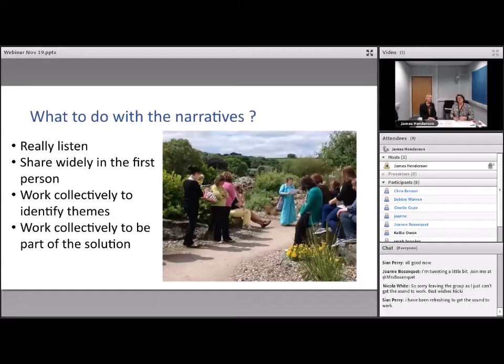So once you've shared those widely in the first person, really think about working collectively to identify themes. It's very easy, if we think from an approved status, that one person gathers all the data and one person gathers all the themes, but each of us will hear different things. And then also it's very important that we work collectively to be part of the solution.